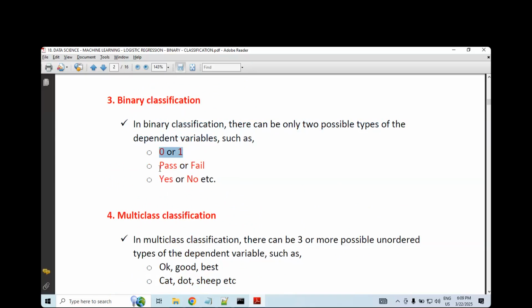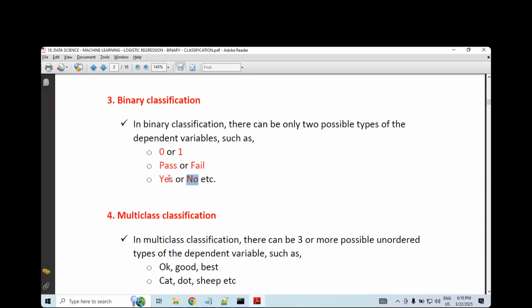The next one: whenever you are entering the 10th class, it is a classification problem. Either you will pass or fail. The next one, yes or no. Either you can travel or not. Either you are going to buy the product or not. If the target column contains only two values, then that is called a binary classification. Make a note on this.